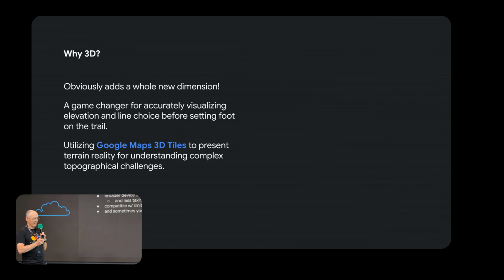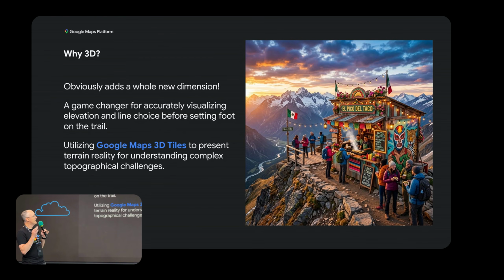But what happens if you need something more than your local taco? You want the best taco, and that taco stand is on top of a mountain, and you want to know how difficult it's going to be to get there. So this is your destination, and 3D map tiles are going to help you get there and to understand that pathway way better than a 2D map.